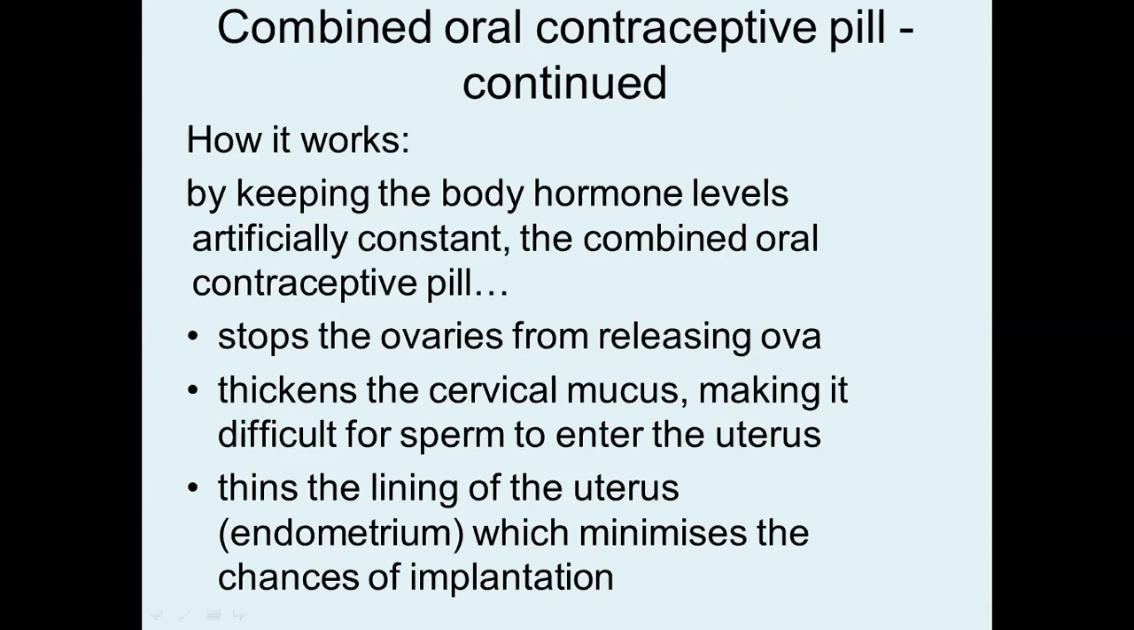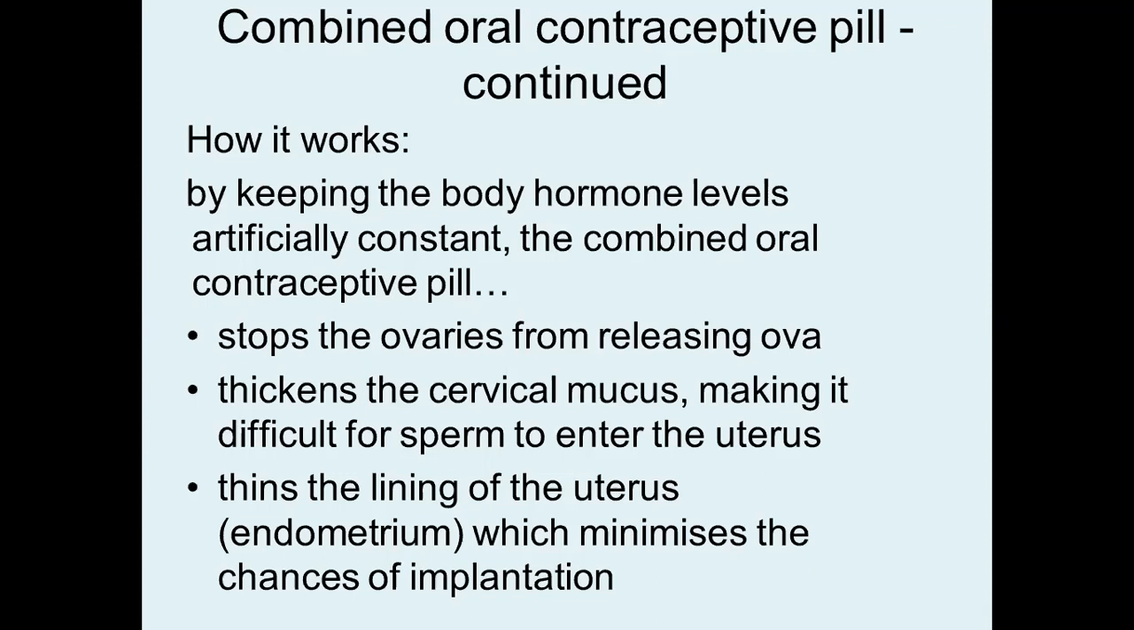So how does the combined oral contraceptive pill work? It keeps the body's hormone levels artificially constant. And therefore stops the ovaries from releasing an ova, an ovum, singular. Thickens the cervical mucus. So there's always mucus in the cervix.